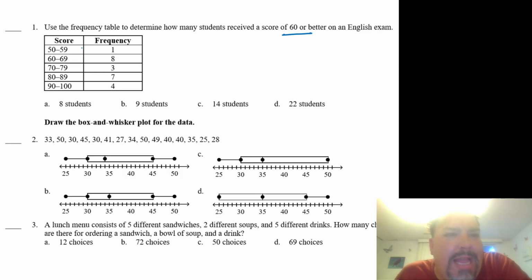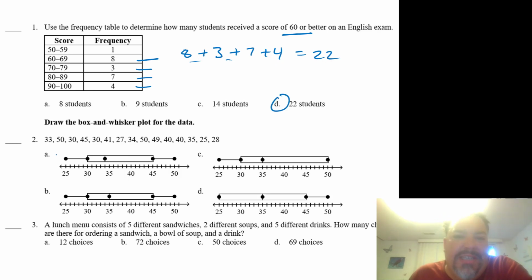Here's the table, and where are the people that scored a 60? So that's going to be here's from 60 to 69 or better, so it could be the 70 to 79 or the 80 to 89 or the 90 to 100. So we have to add these up. 8 plus 3 plus 7 plus 4. And we get 11 plus another 11. Looks like it comes out to 22. So D would be the best answer.